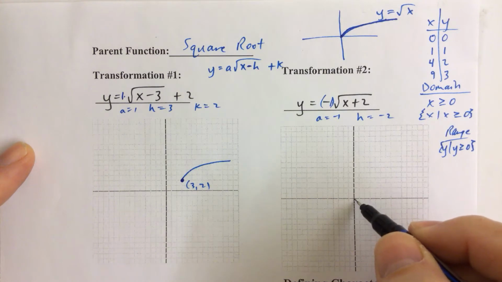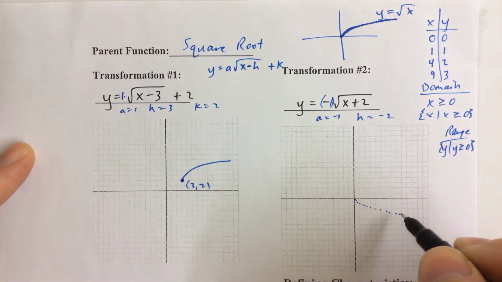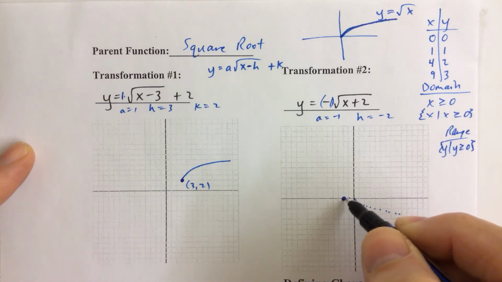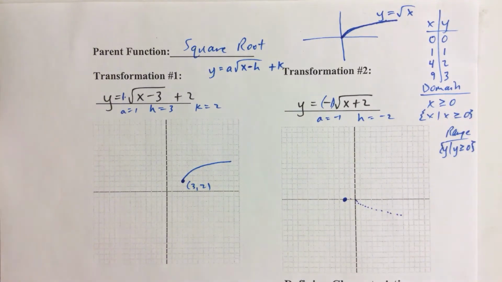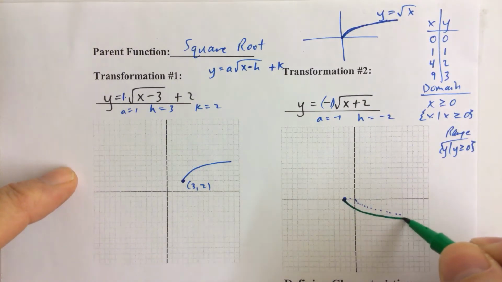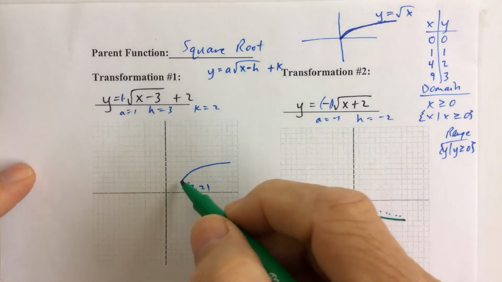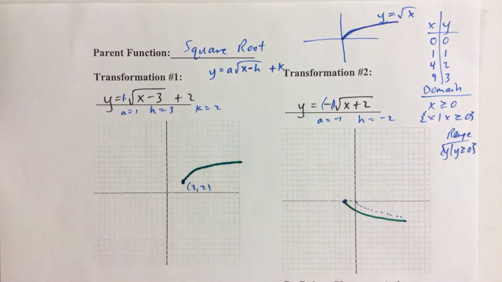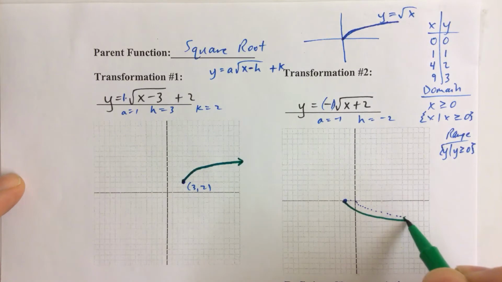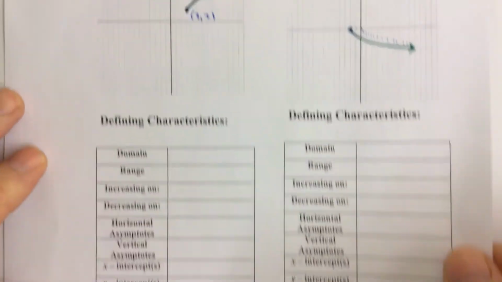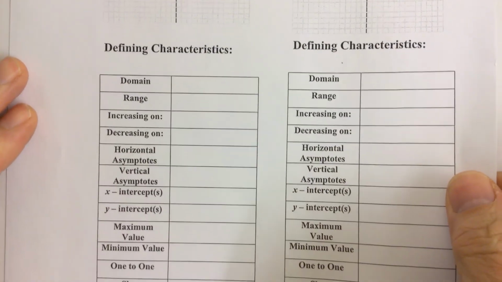So reflected about the x-axis looks like that. And then left 2, 1, 2, where's that? 1, 2 right there. And so we have the key point starting right there at negative 2, 0. And the graph looks like that. Let me draw this a little bit darker as well. And those go on forever in those directions. So from those two graphs, we can hopefully clearly show the defining characteristics.